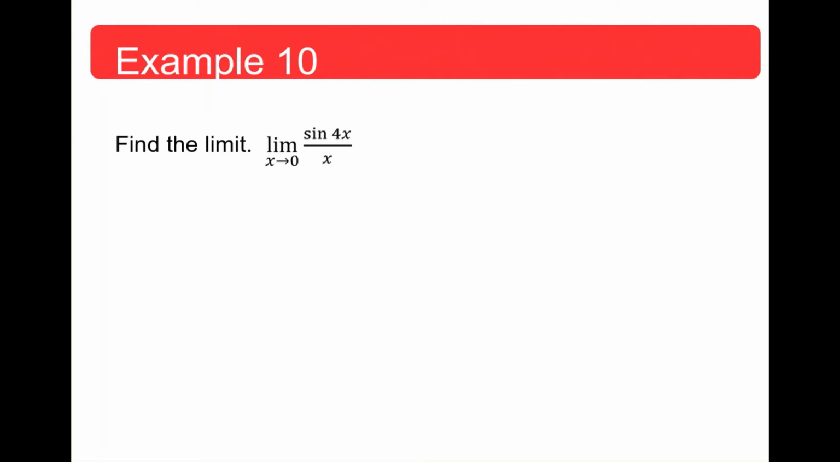Find the limit as x approaches 0 of sine of 4x over x. If we try direct substitution, we end up with 0 in the denominator, so we need to try something else.